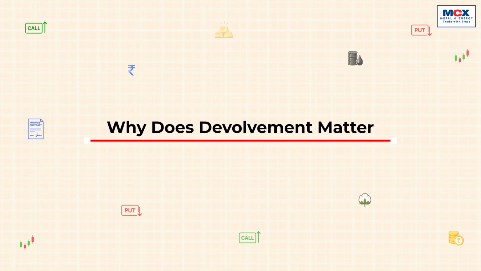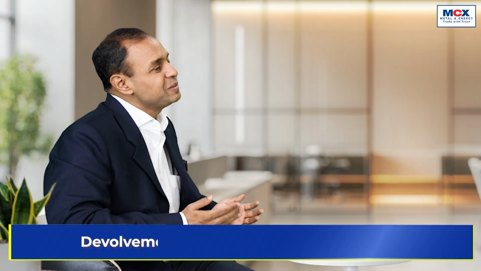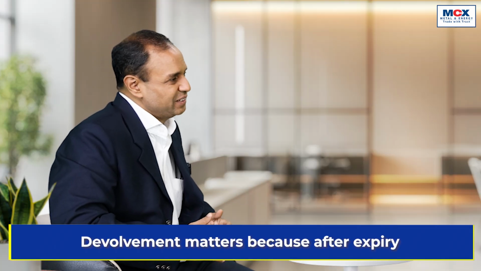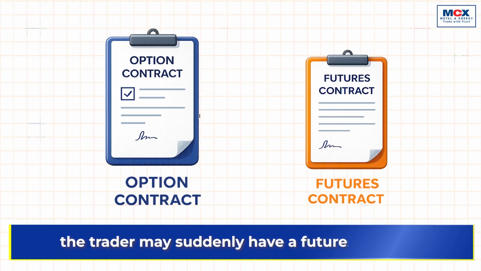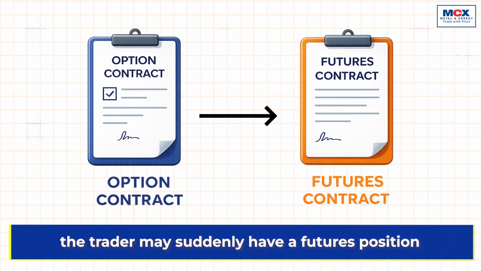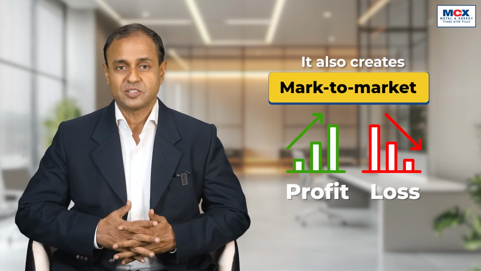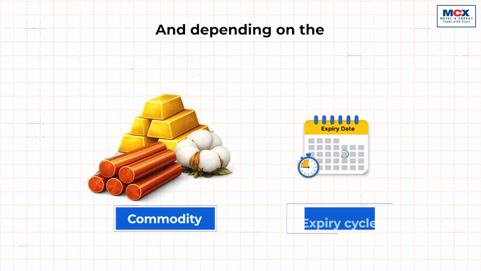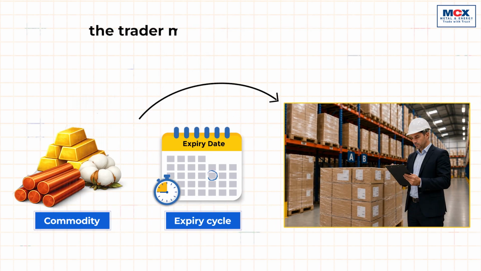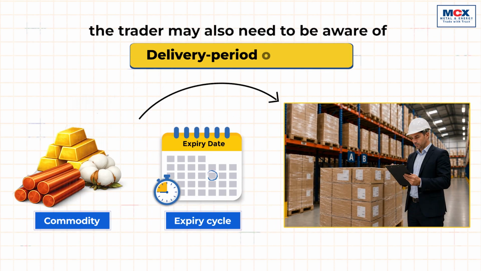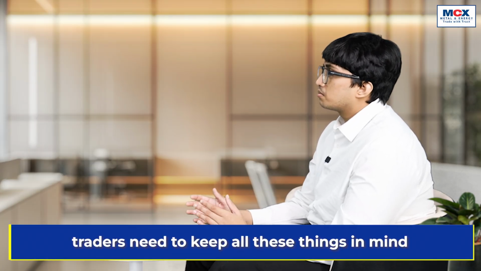Why does devolvement matter so much? Devolvement matters because after expiry, a trader may suddenly have a futures position. A futures position requires margin. It also creates mark-to-market profit and loss. And depending on the commodity and expiry cycle, the trader may also need to be aware of delivery period obligations. Okay, so after devolvement, traders need to keep all these things in mind.